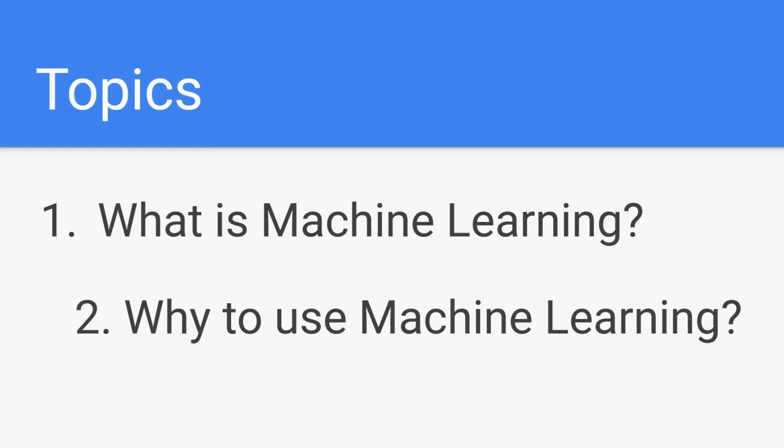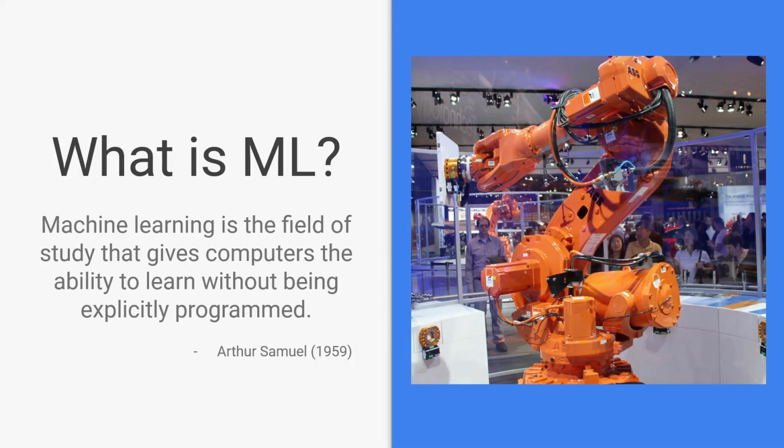Let's start with the question, what is machine learning? Typically, machine learning or ML is the field of study that gives computers the ability to learn without being explicitly programmed for a task. Let's try to understand this with the help of an example.